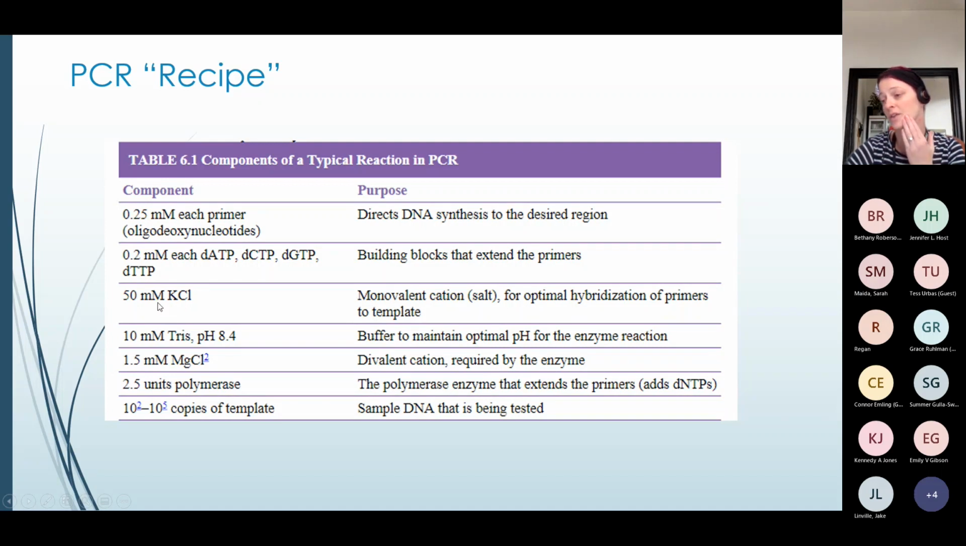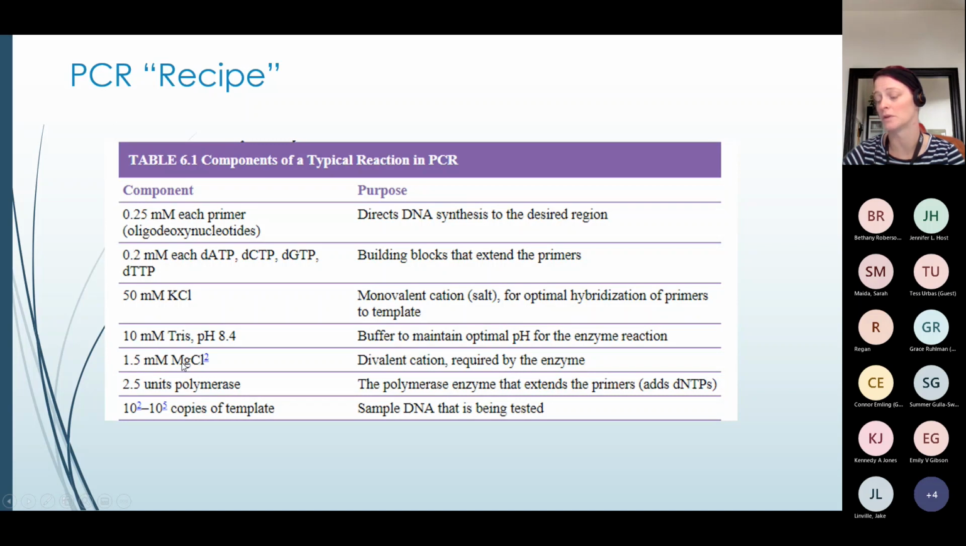You have 50 millimolar potassium chloride, and you want that in there for optimal hybridization of primers to the template. The template is the genome of interest that you're targeting. We call it the template because that's what we're copying. You have 10 millimolar Tris at a pH of 8.4. That's alkaline pH, we talked about that yesterday. And that is optimal for some of these enzymes to do their reaction, like the Taq polymerase.